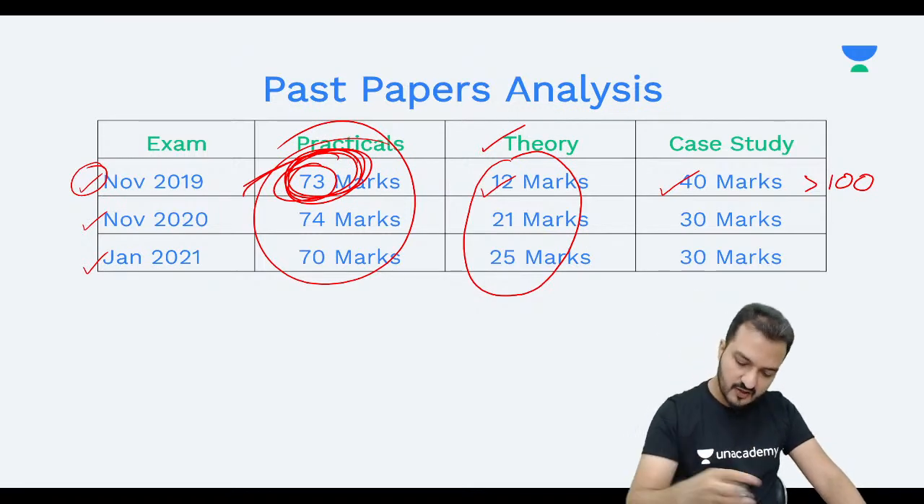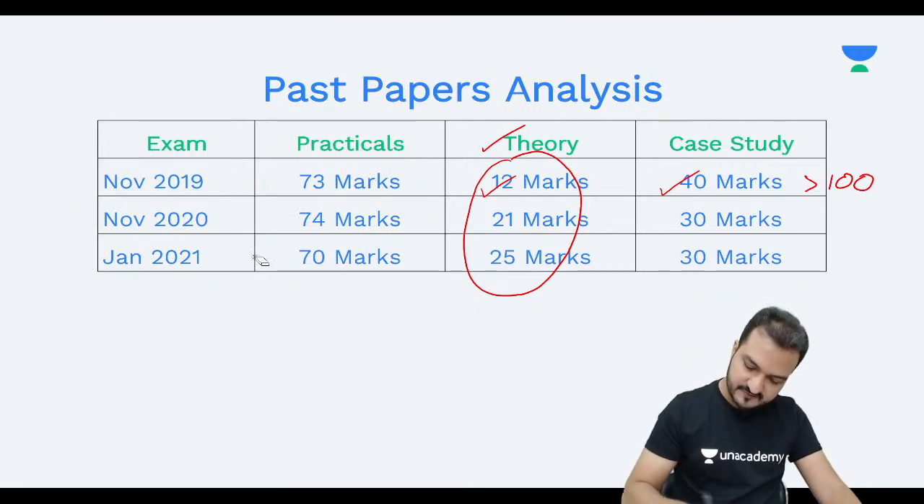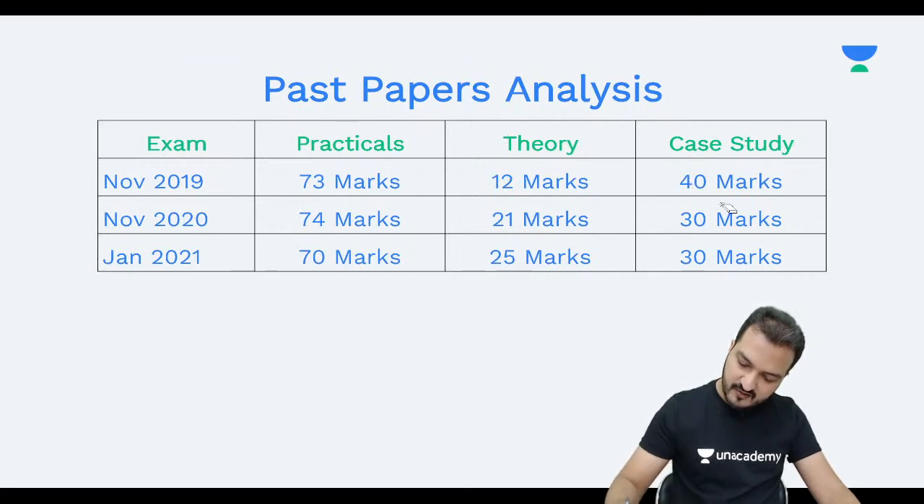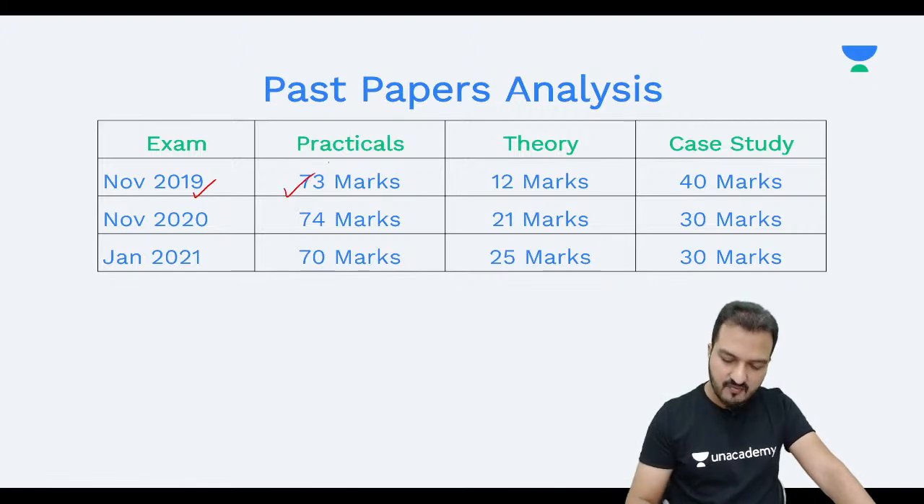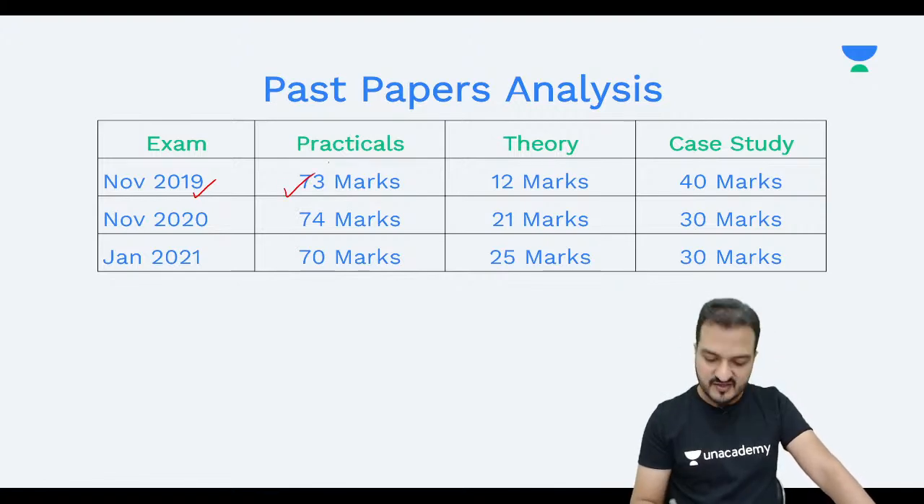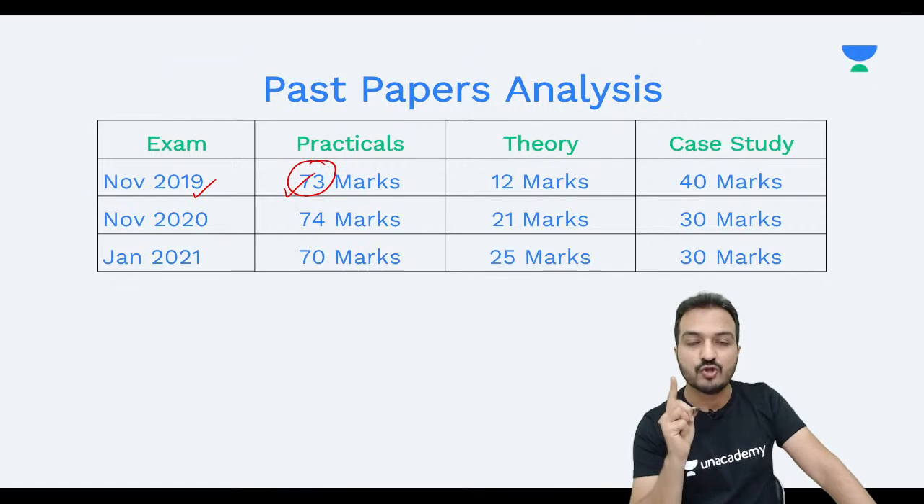Yes. So look at this analysis, past papers. In all these past papers, November 2019, 73 marks practical. These 73 marks you cannot get unless you know how to solve the questions. Because unless you solve the question, you cannot write analysis.